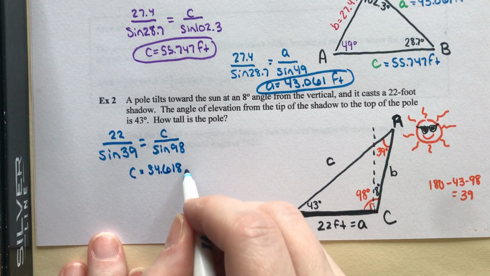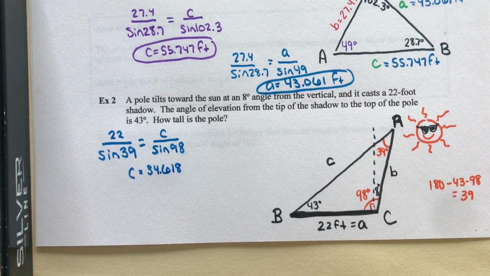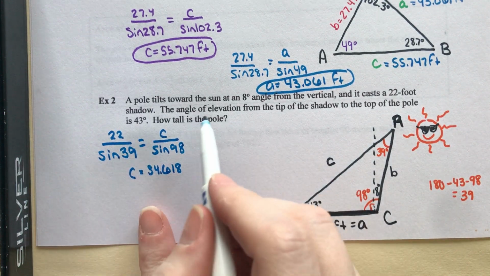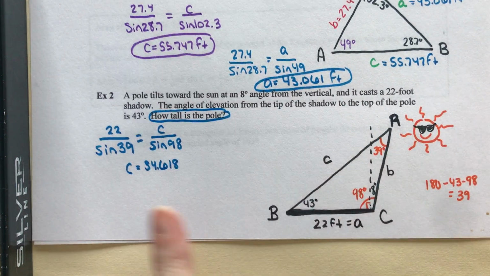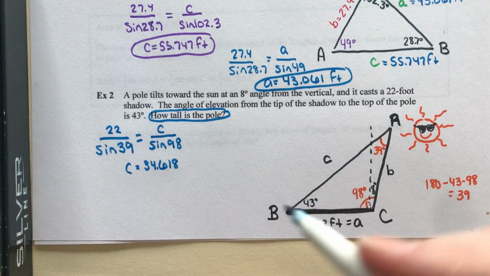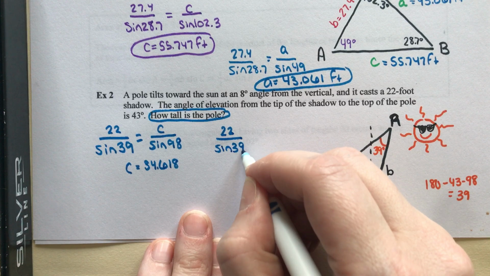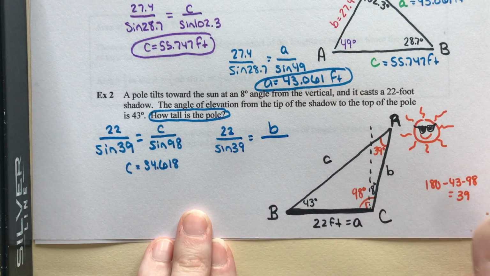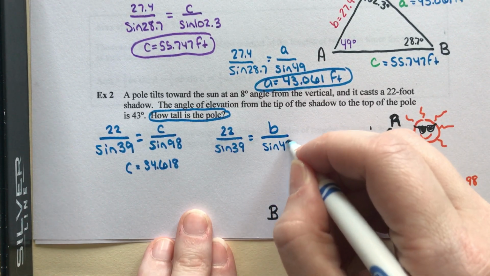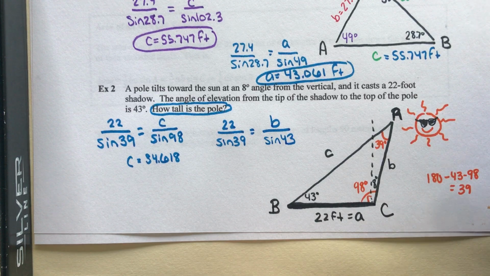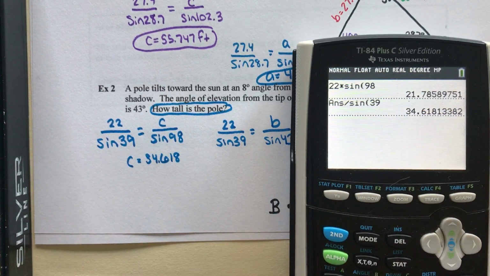And I just realized that I didn't have to solve for that, right? We're not solving the whole triangle. So I guess I did a little bit of extra work. We just want to know how tall the pole is. So I really just need to know what B is. So I'm going to just rewrite that. 22 over the sine of 39 equals B over the sine of 43. So I did extra work. It's fine. Okay, so I'm going to cross multiply here.